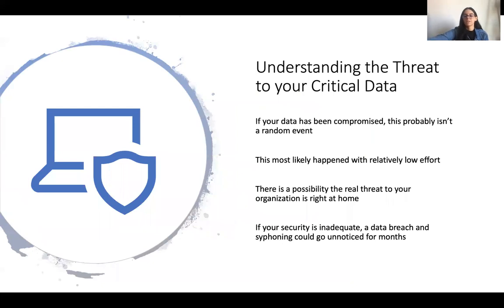So once your crown jewels have been identified, you then must understand the threats to your critical data. If your data has been compromised, this probably is not a random event. It could be, but it most likely isn't. This most likely happened with relatively low effort, and there's a possibility that the real threat to your organization is right at home. Oftentimes, these HoneyTokens, through the crown jewels, catch insider threat, and it's more often than not. If your security is inadequate, a data breach and siphoning could go unnoticed for months, which is why it's pretty important to stay up on your logs and keep a clear line of communication with people on your team.